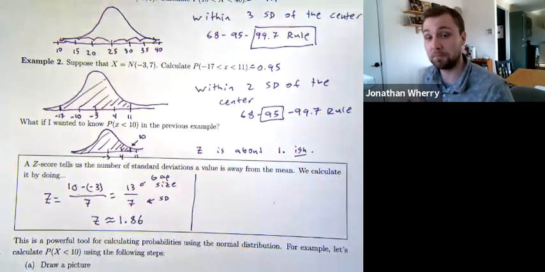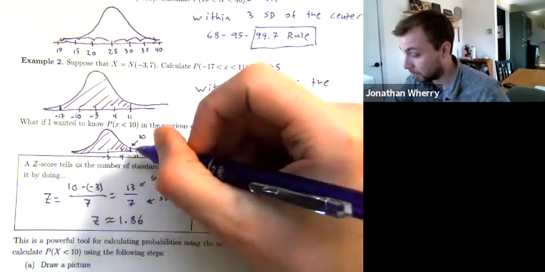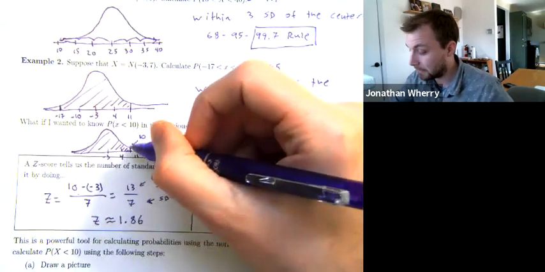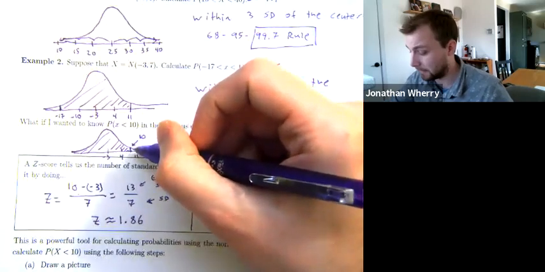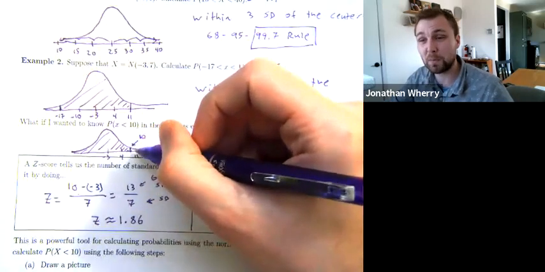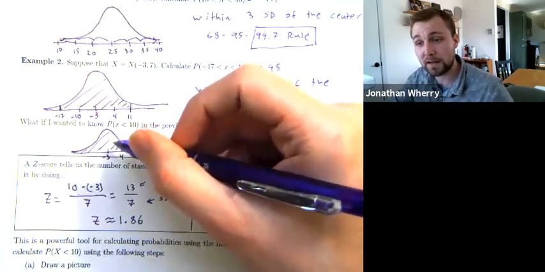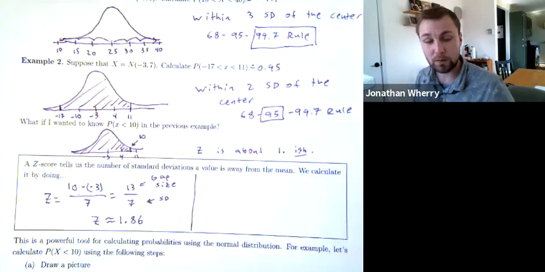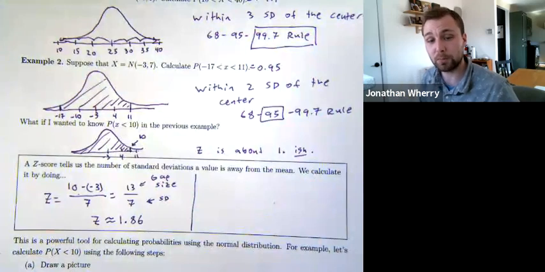This is great news. It's more than 1 tick mark away and it's less than 2. 10 is way closer to 11 than it is to 4, so I'd expect it to be closer to 2 than 1 standard deviation away. So 1.86 seems pretty reasonable.